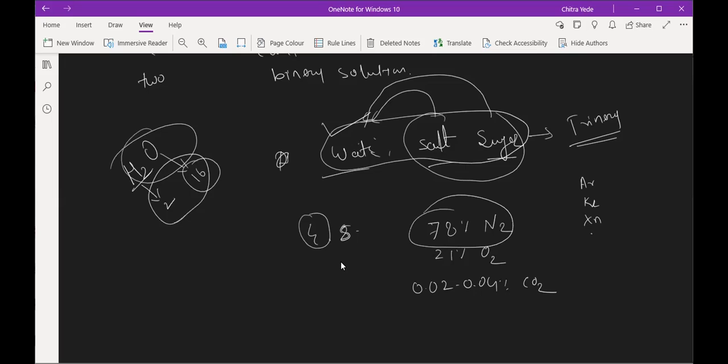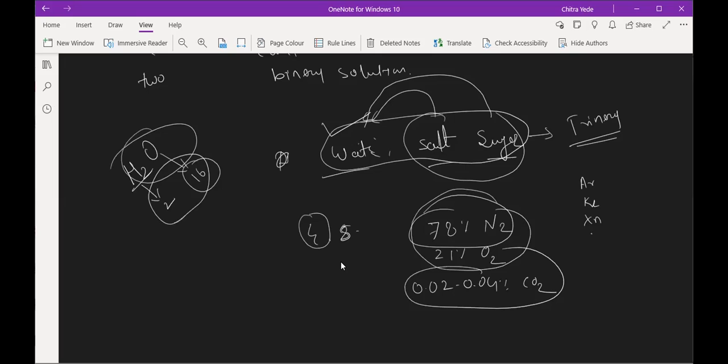In which case there will be two solvents. Here again we have 21% oxygen, so we can consider these two as the solvent and the rest are solute. You can take any two components present in large quantity, like oxygen and nitrogen. So they are going to be solvent, and the rest are the many other components we have.